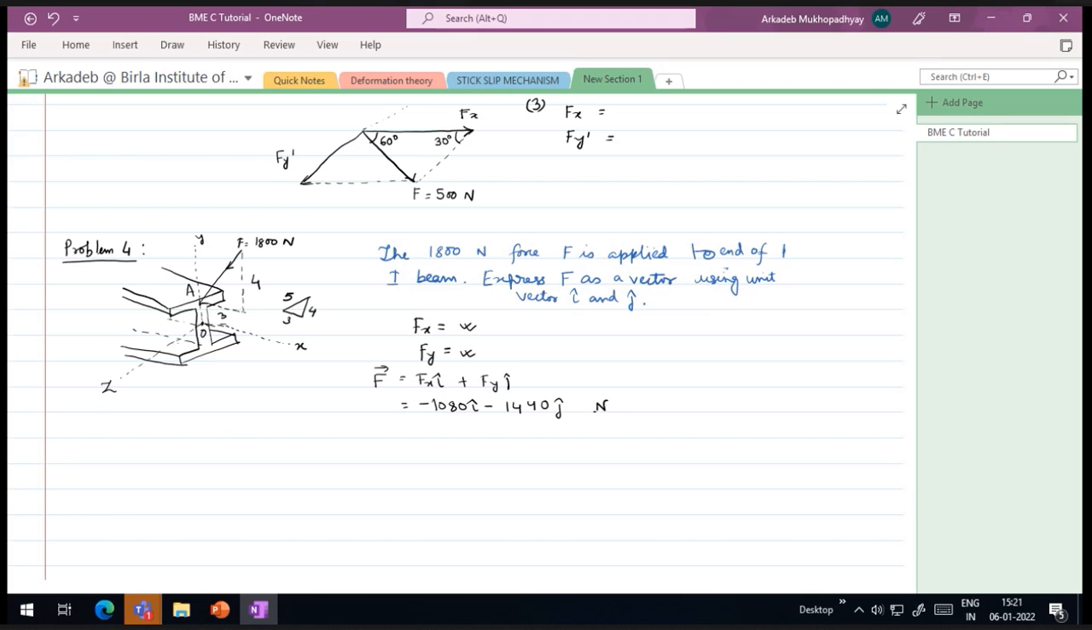Sir, I didn't get how to find the fx and fy in problem number 4. I'm still a bit confused. See here. Say if I have a triangle like this. Okay. And this is given to me as 3 and this is given to me as 4. Right?